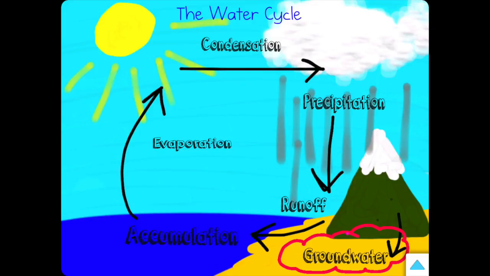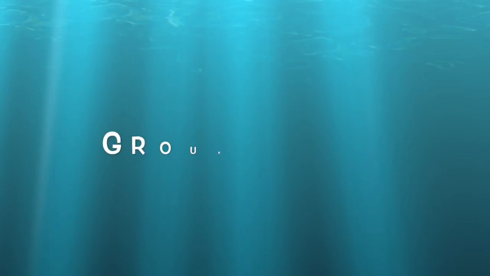Precipitation can take two paths. It can either fall as runoff and go back into the body of water, or it can seep into the ground and become groundwater. The focus of this unit is going to be to determine how fast the water seeps into the ground and the ground's ability to store the water.